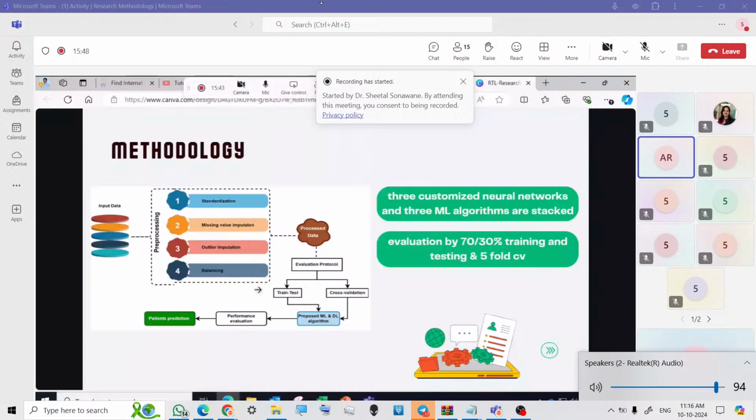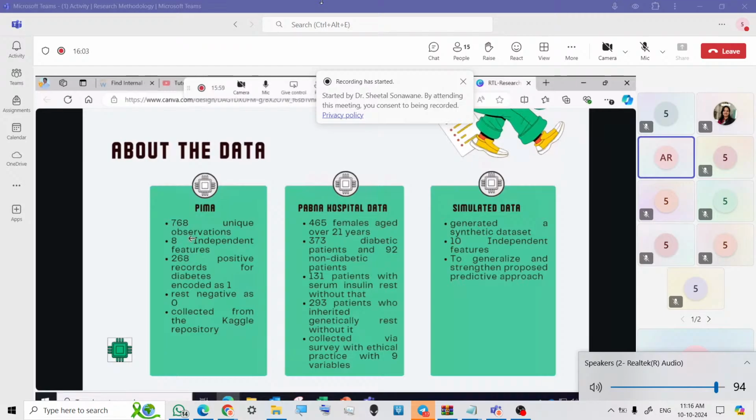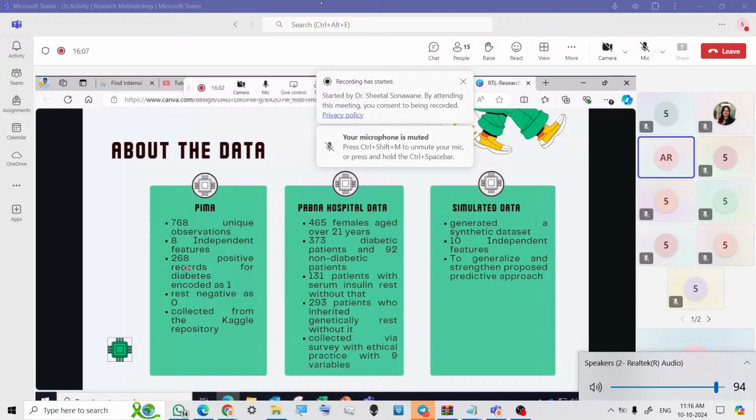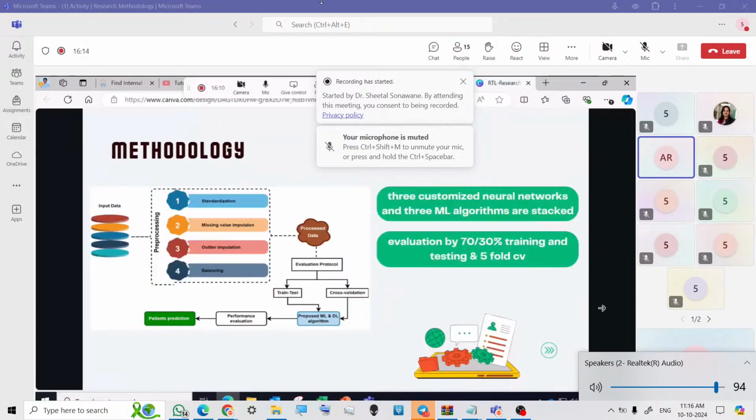We are having diabetic and non-diabetic patients. So to make the weightage of both classes the same, like we could see in the previous slide, 768 we are having as unique observations, but 268 are only positive, the rest are negative. So there can be a bias toward the negative patients only, and our model can give a biased result. For that we are doing that balancing over here.